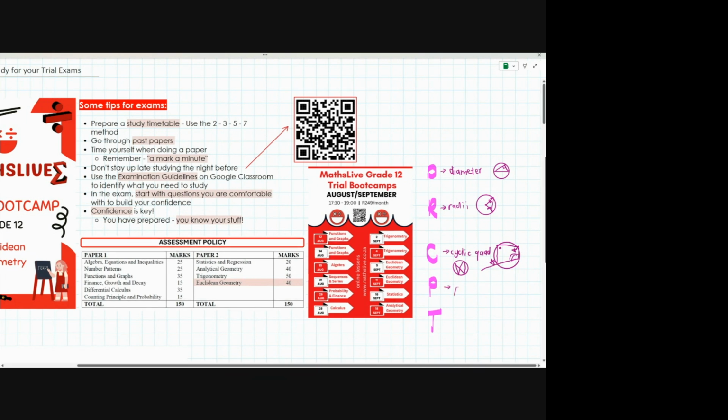P, parallel lines. I don't know what's happening today with my handwriting, but anywho. And this is where F, U or Z shapes come into play: corresponding, co-interior, alternate. We can either prove that lines are parallel, or we can use the fact that we have parallel lines to prove angles are the same.